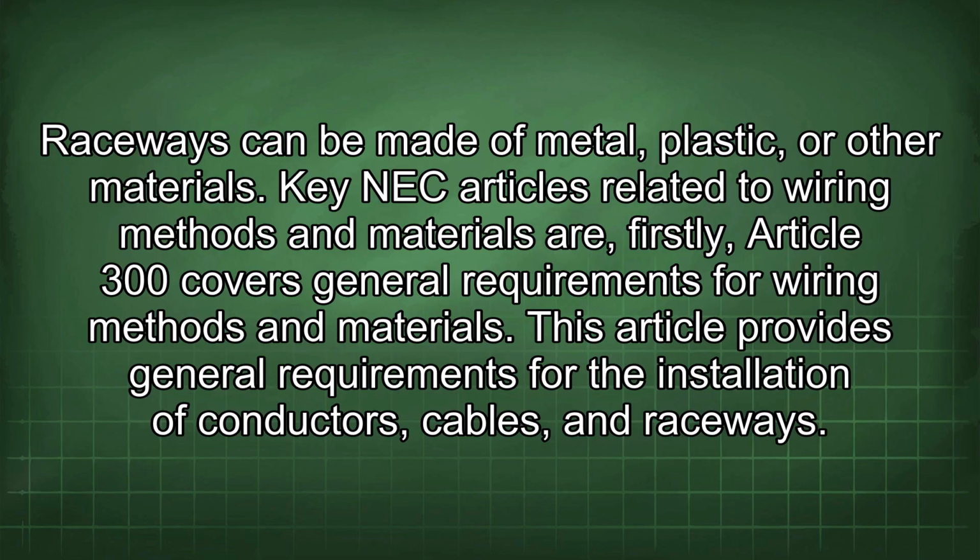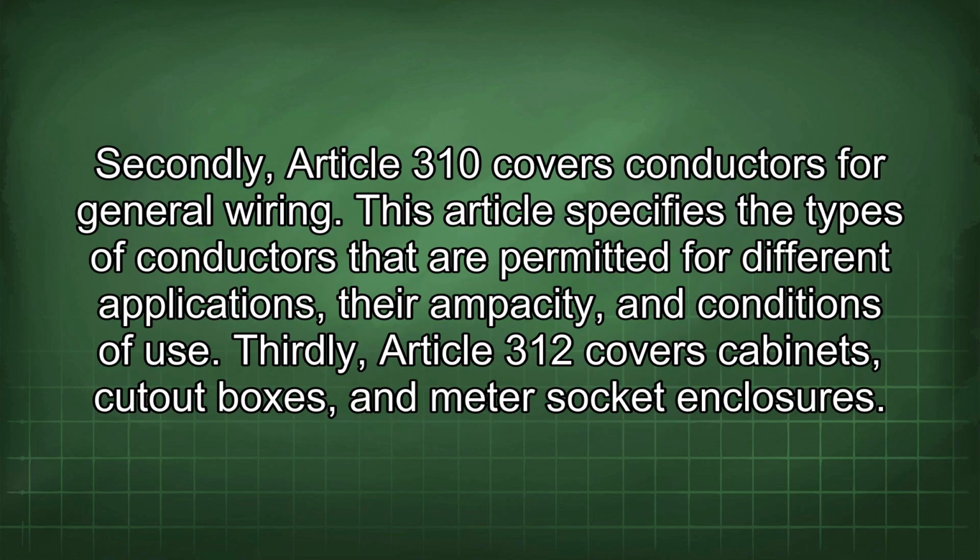Key NEC articles related to wiring methods and materials are: firstly, Article 300 covers general requirements for wiring methods and materials. This article provides general requirements for the installation of conductors, cables, and raceways. Secondly, Article 310 covers conductors for general wiring. This article specifies the types of conductors that are permitted for different applications, their ampacity, and conditions of use.